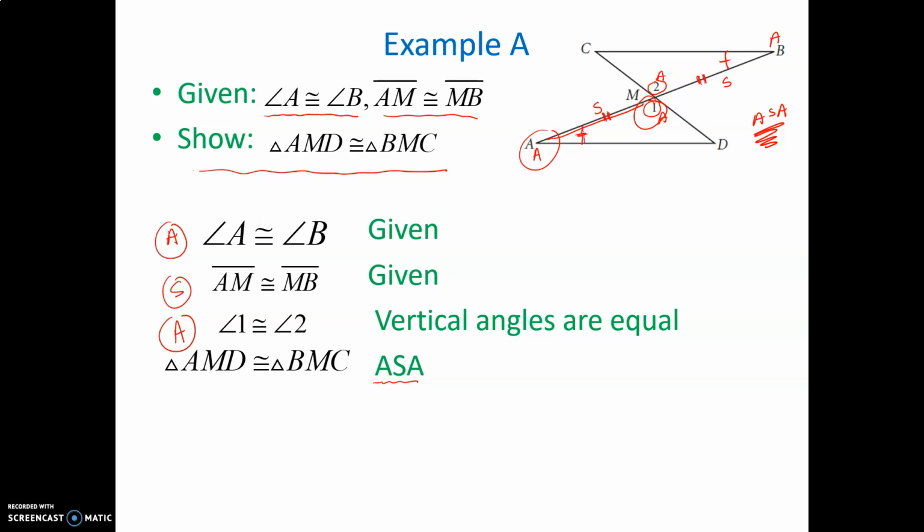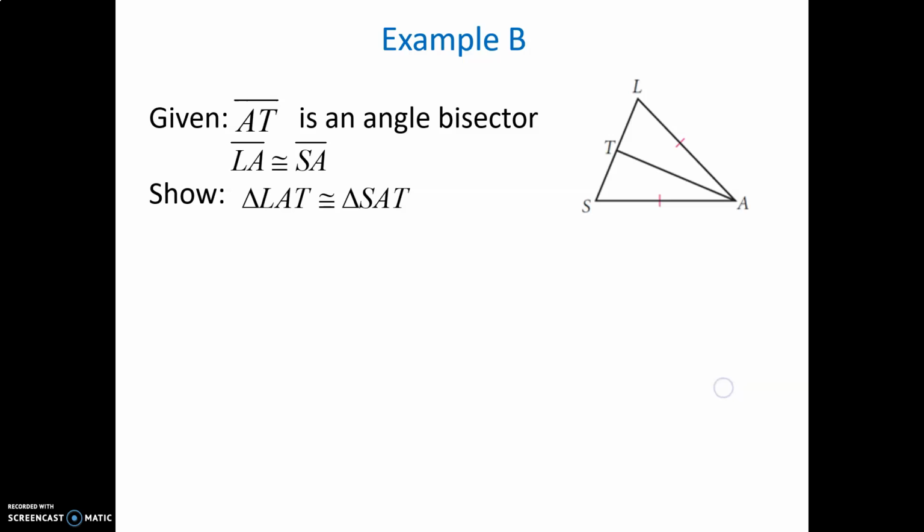And here's one more example. Example B says, I am given that AT is an angle bisector. So this is an angle bisector. Okay, an angle bisector tells me that it bisects an angle. So this angle and this angle are going to be equal to each other because that's an angle bisector. So this is just my thinking.